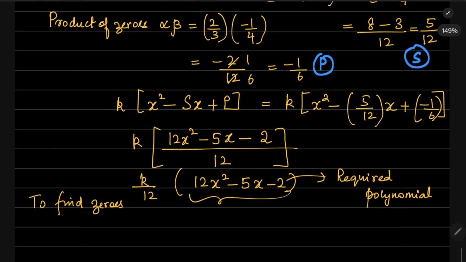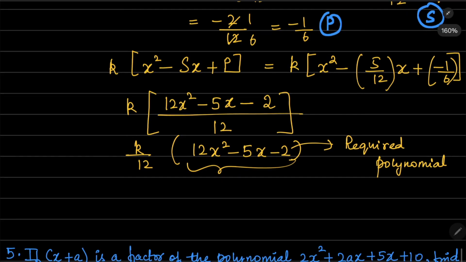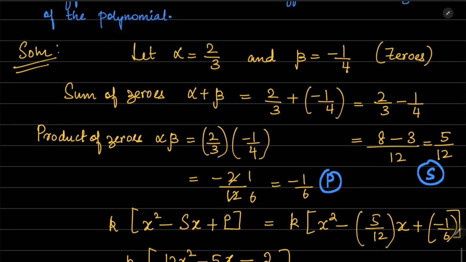Just take the sum of the zeros. Okay, using the polynomial, you can take the sum of the zeros. What is the sum of the zero? Alpha plus beta equal to minus b by a. So minus of minus 5 by 12, which is equal to 5 by 12. Are you getting this 5 by 12? Yes, you are getting it.